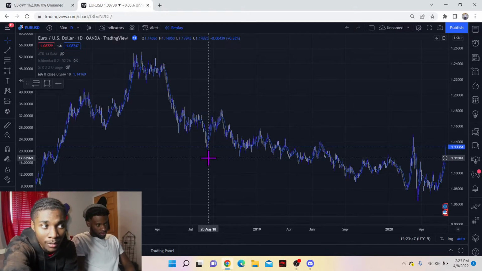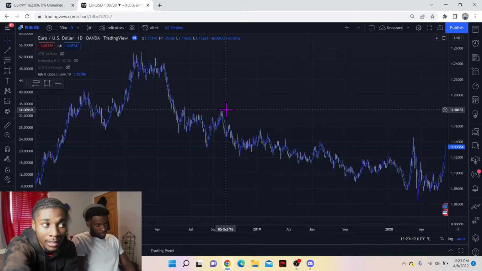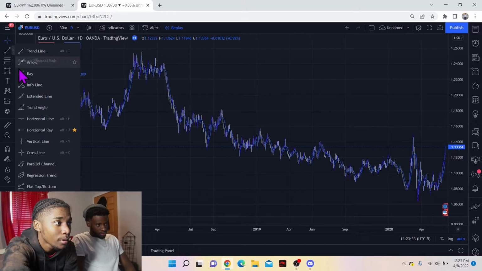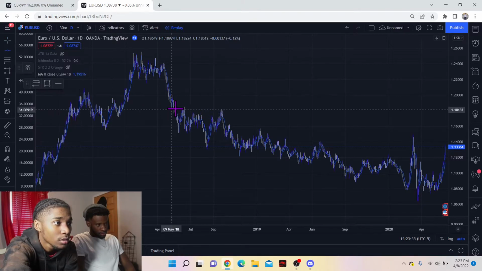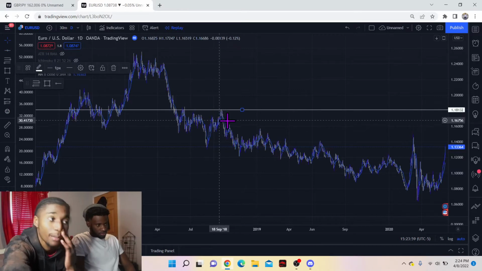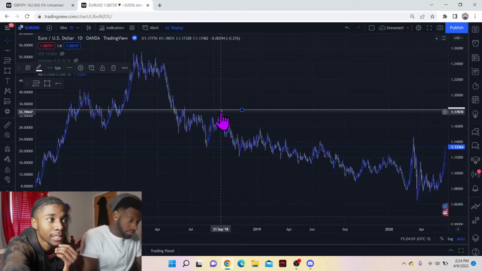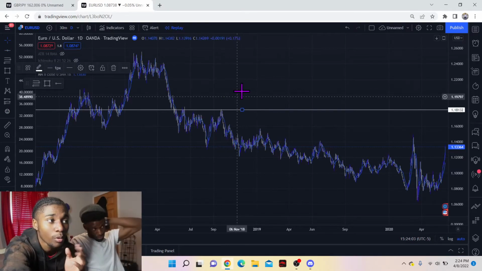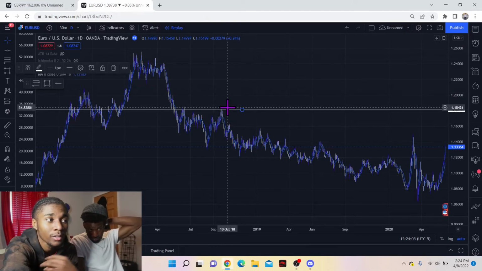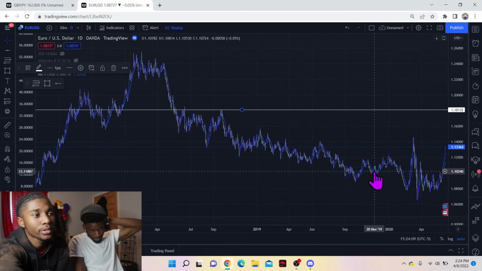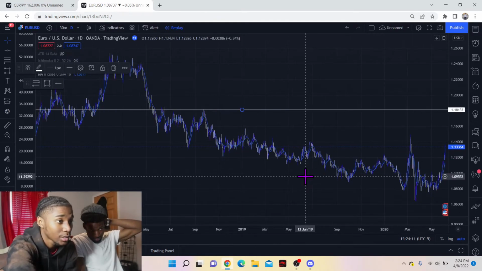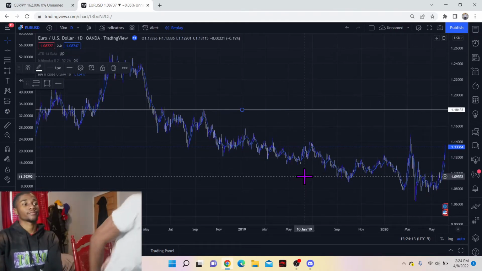Then it kept going, came back up again, but it did not break. Let me just put a line so y'all can see what I'm talking about. This previous high did not break that line. So it came back up, did not break past. If it broke past, it would turn the trend around and start going in an uptrend. But you see that it kept going in a downtrend. So in total, that is a downtrend.